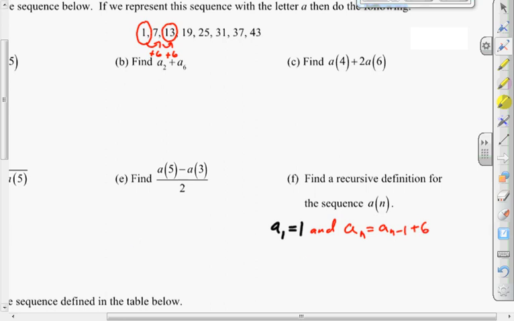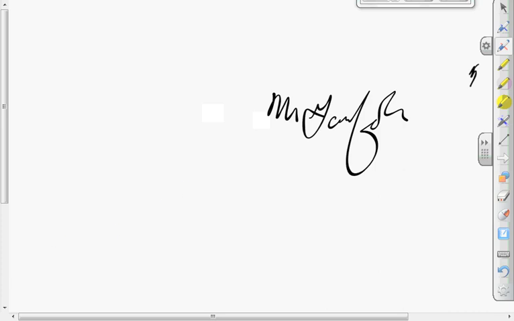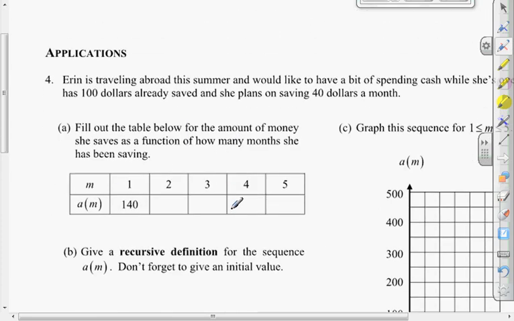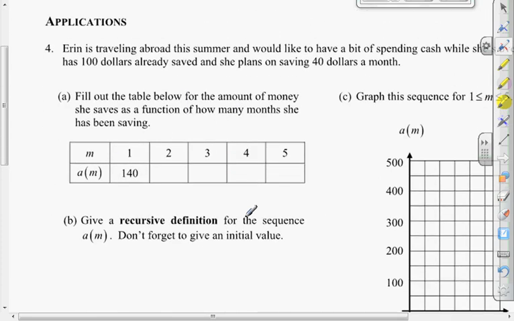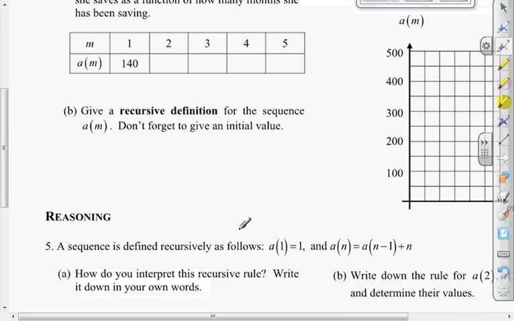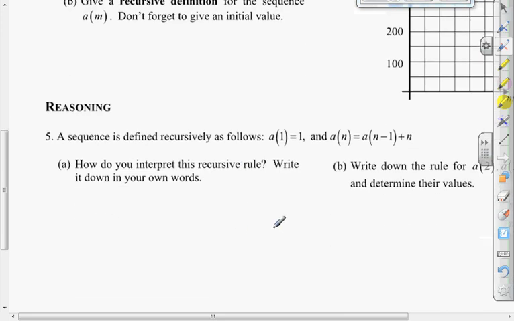Let's also look at problem number 5. For problem number 5, we're given a recursive definition. So we don't have to write one here, but they tell us that a of 1 is 1. That means the first term in this sequence is a 1. So how do we interpret that part of the rule? Well, very simply, the first term is 1.